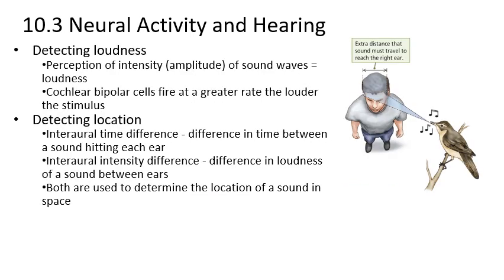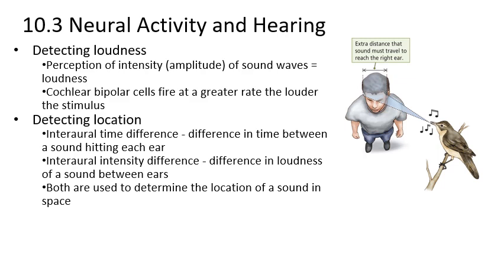In terms of detecting loudness, we talked before how loudness is the perception of intensity or the amplitude, the height of sound waves. Cochlear bipolar cells code for the intensity or amplitude of sound waves by firing at a greater rate. So the louder the stimulus is, the more quickly the bipolar cells are firing.